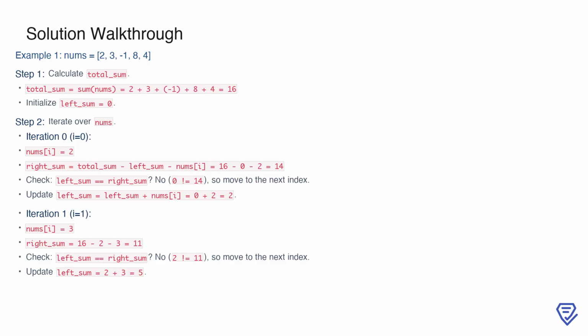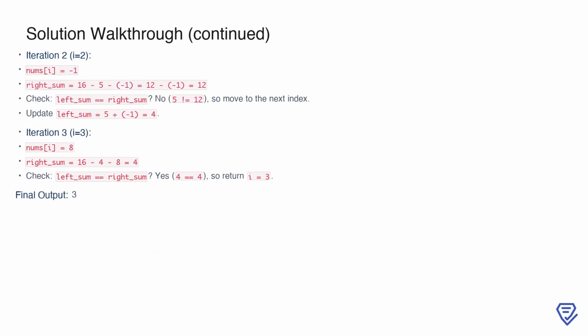Next, in iteration 1, where i equals 1, nums[i] is 3. Here, right_sum is calculated as 16 minus 2 minus 3, resulting in 11. Again, left_sum and right_sum are not equal, so we update left_sum to include nums[i], making left_sum 2 plus 3, which is 5.